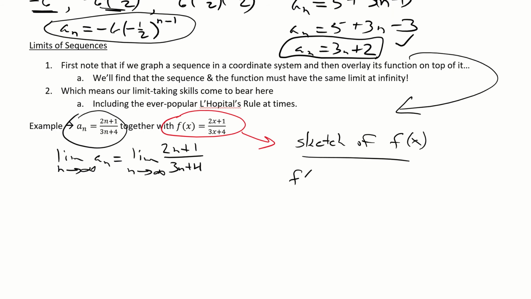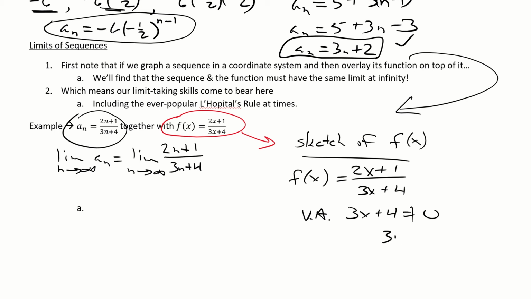of f of x. And this may hearken back to pre-calculus. If we look at f of x, I'm going to do this as fast as I can. I don't know why I chose this one, but what the heck. What I notice in this one is it's got a vertical asymptote, because 3x plus 4 better not equal 0. So x itself better not equal negative 4/3.